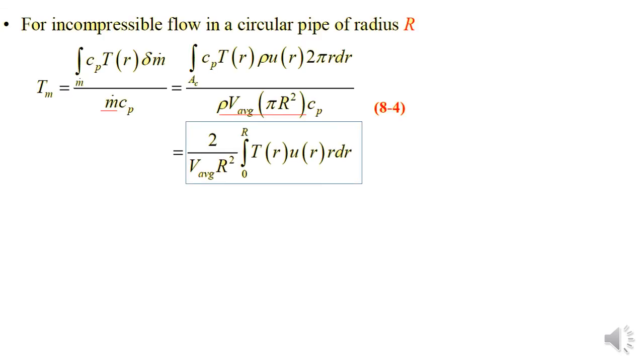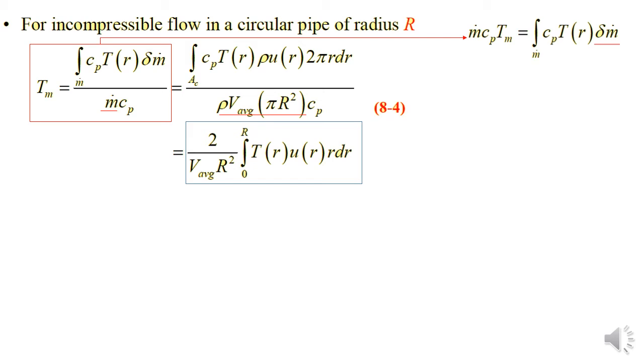Okay, for incompressible flow in a circular pipe of radius r, the mean temperature is equal to the integration over mass flow rate, Cp, specific heat, which is a function of temperature, a function of R, and delta m dot, divided by m dot Cp. So the red rectangle here, this equation comes from the previous slide, as I showed with the red arrow.